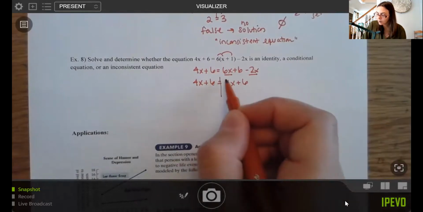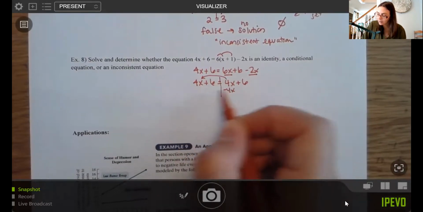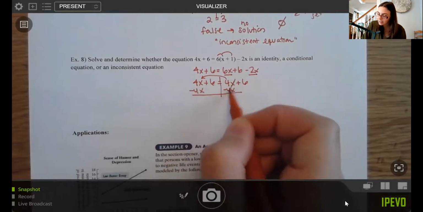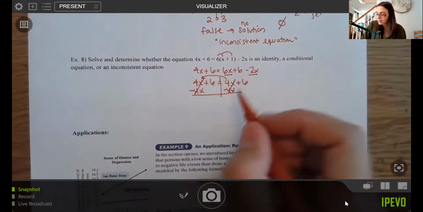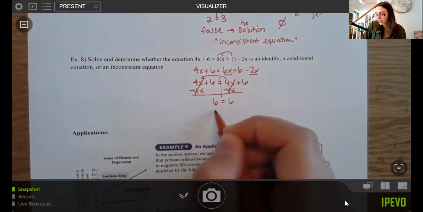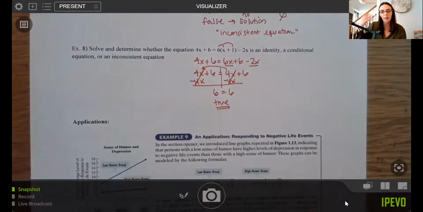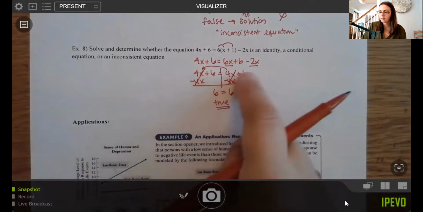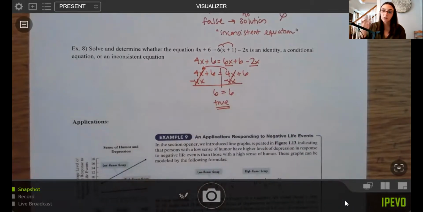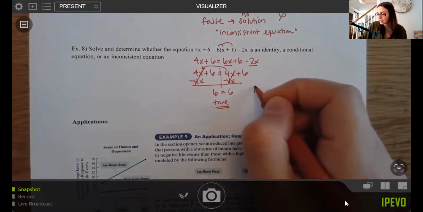And just like before, when I try to get my x's together, what happens is they cancel on both sides. But this time I'm left with a true statement, which is different. And again, when you're solving, it doesn't matter the order you go in. If I did the 6's first and then the 4's, I'd have 0 equals 0. You still have a true statement. So when you have a true statement like this and your variable has canceled out, this is your identity.